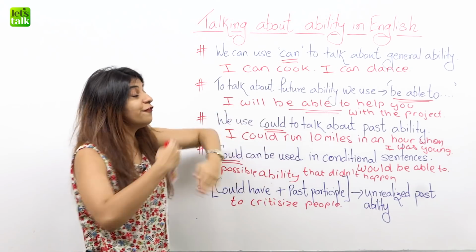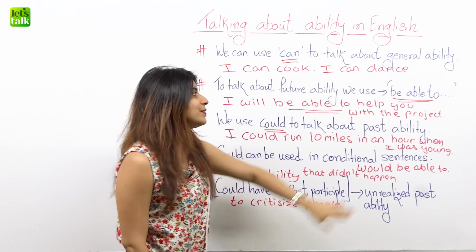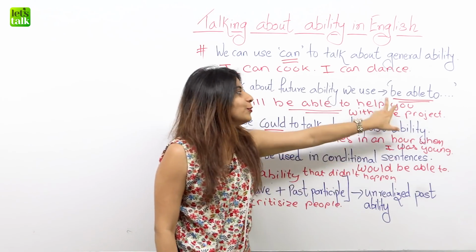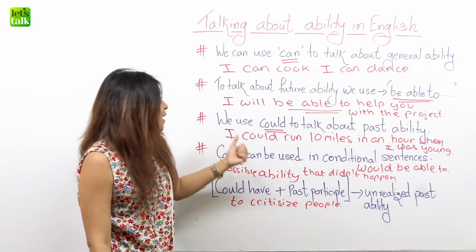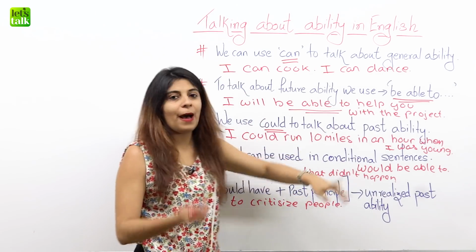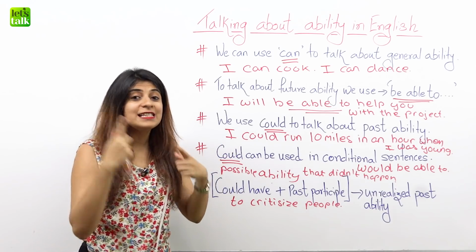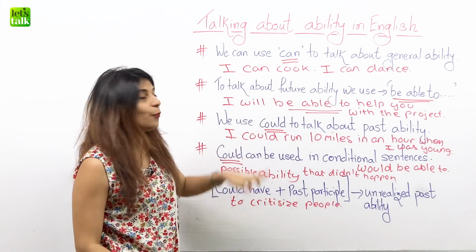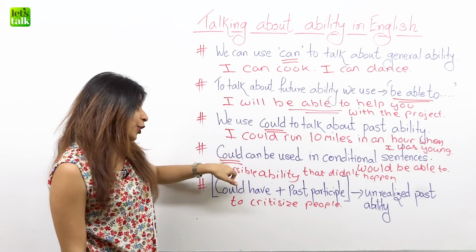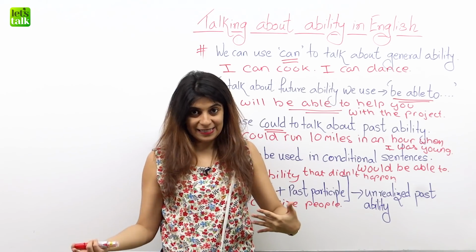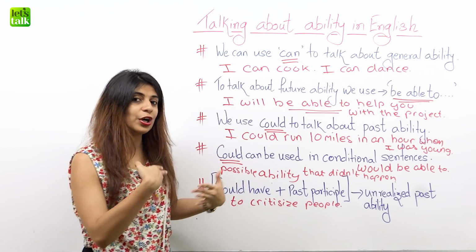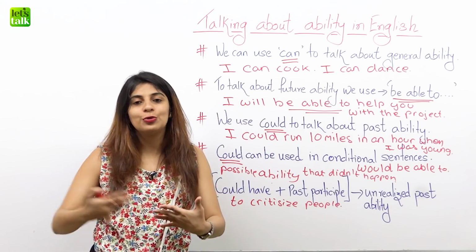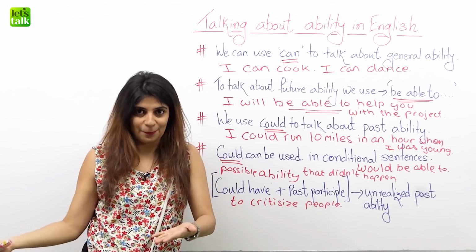To talk about your future ability, we use be able to. So instead of using the word can, you use be able to. We use could to talk about past ability, something that you could do in the past. Well, you use the word could. Could can be used in conditional sentences, which means you can use the word could when you really mean that you would be able to do something if you did something, okay?